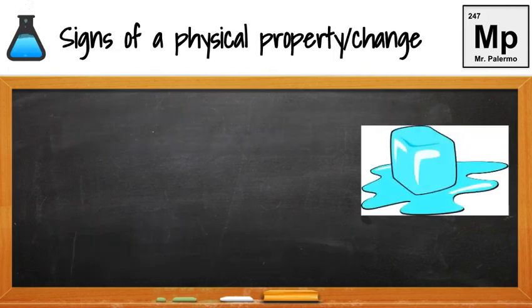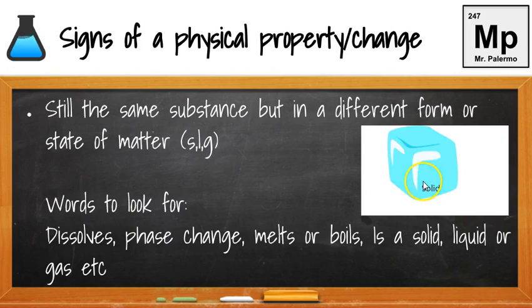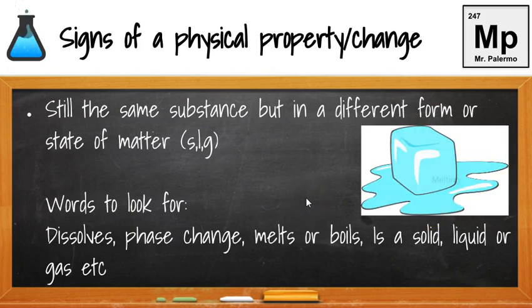So how do we look for a physical property or change? What are the signs? Again, it's still the same substance, but it could be in a different form, shape, size, etc., or different form or state of matter. So going from a solid to a liquid to a gas, as in the example here. So this is water, so it's still water even when it's in the solid or liquid phase. And some words to look for in your questions. Look for things like dissolves, phase change, melts or boils, is a solid, liquid or gas, etc.